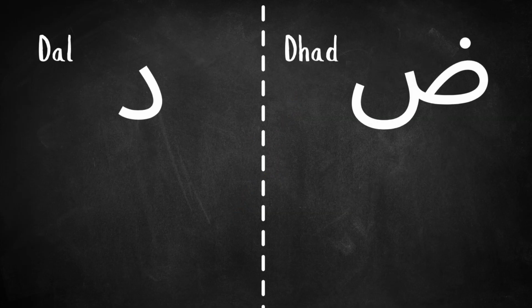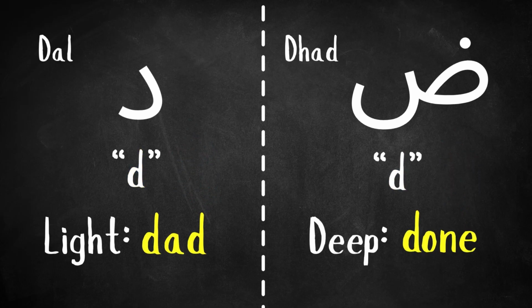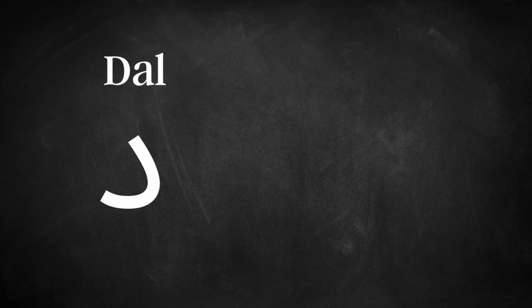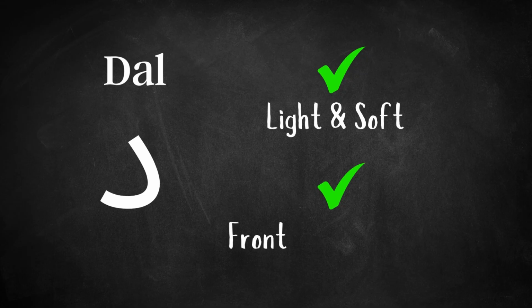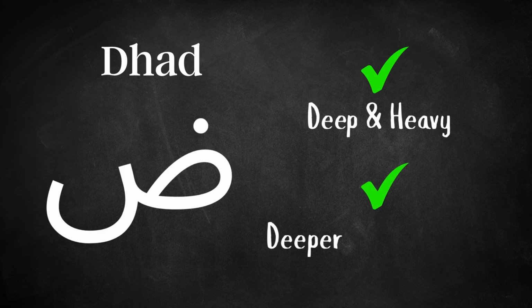4. Letter Dal versus letter Dad. These 2 letters have a similar sound, like the English D in dad, light, and D in dun, said with a heavier, deeper tone. Except that in Arabic, Dal is always light and soft, pronounced from the front of the mouth, while Dad is always deep and heavy, pronounced from deeper in the mouth.